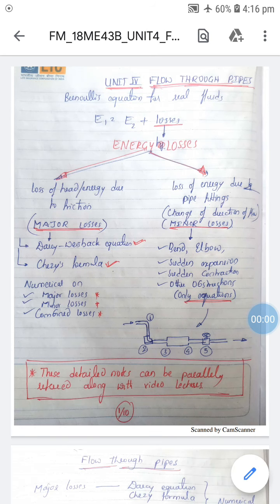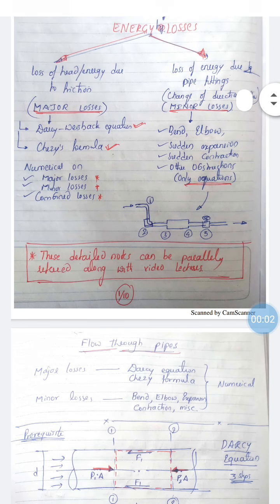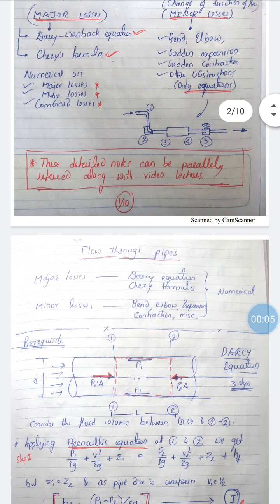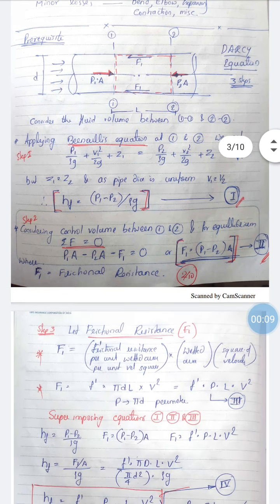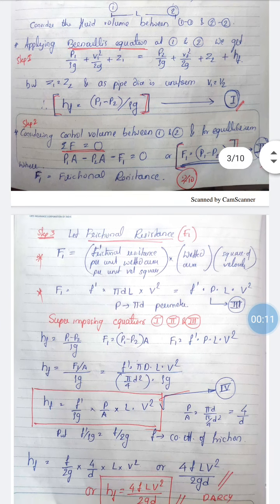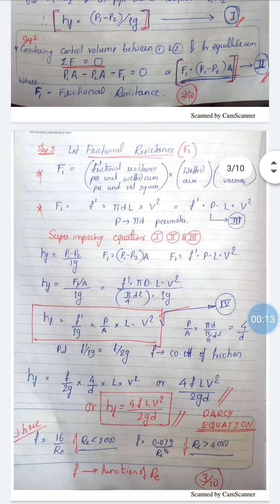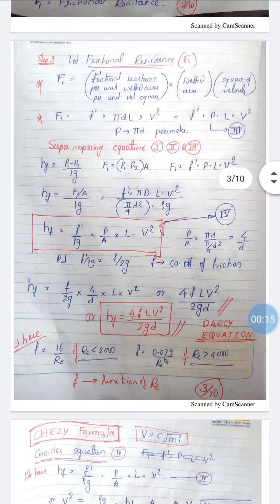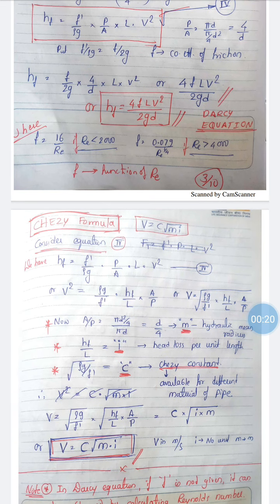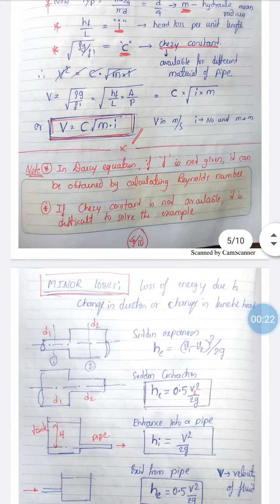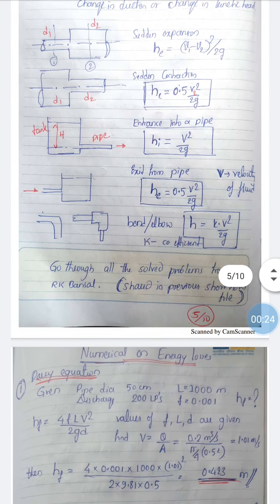Okay, in the last file we discussed the derivation of the Darcy equation, then the derivation of Chezy's formula, then we had a brief understanding of the minor losses, at least the expressions. Now in this file we will discuss how to solve numericals on the Darcy equation, Chezy equation, minor losses and combined major and minor losses. So directly I'm going to page number 6 where I have solved a few examples.